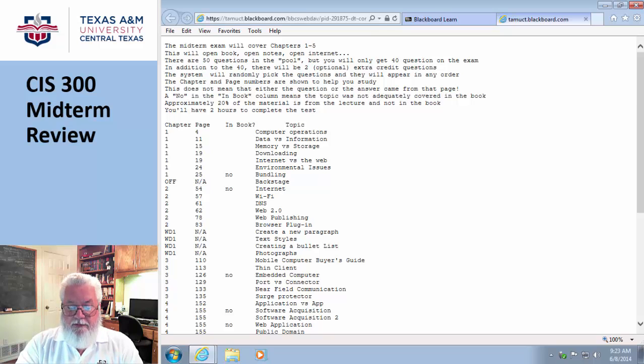Okay. So in this particular case, I'm going to be asking you something about the major computer operations. And again, I'm not talking about CPU and RAM and storage. I'm talking about just the high-level concepts. Data versus information, I think we kind of beat that one. Data being the raw stuff, and the cooked stuff is information.